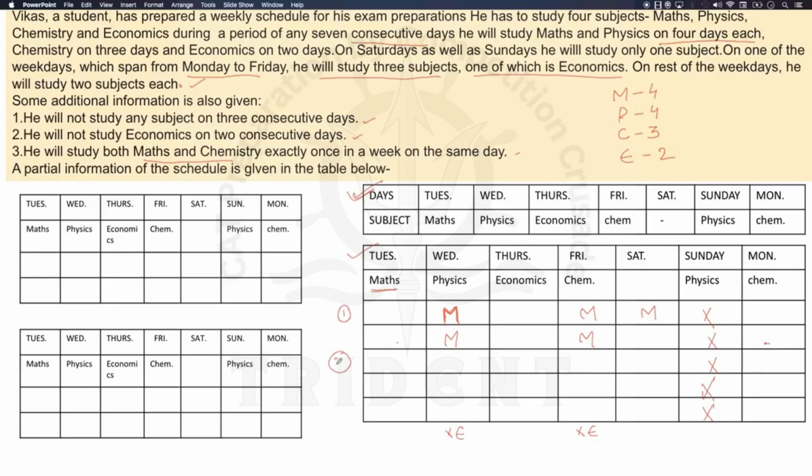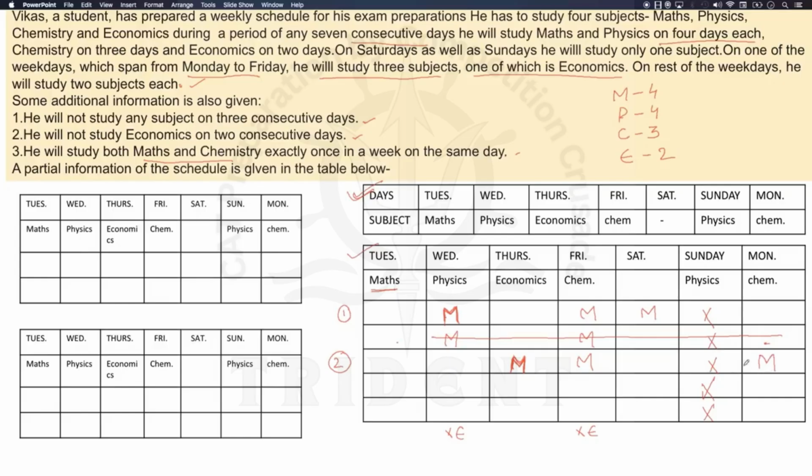So this possibility is not working. Let's look for another possibility, fixing maths on Thursday. This is completely struck down, because we don't have any such possibility. Let's fix maths on Thursday. If maths is fixed on Thursday, can maths be given on Friday? Yes, maths can be given on Friday. And can maths be given on Saturday? No, maths cannot be given on Saturday, because 3 consecutive days maths would be there. So not possible. Then can maths be given on Monday? Yes, maths can be given on Monday. So we have this possibility.